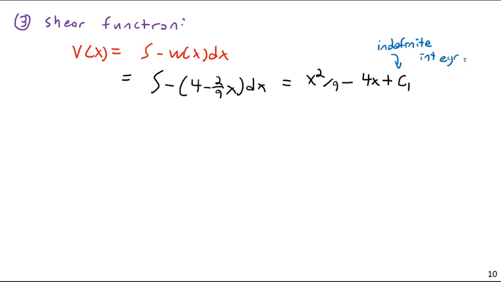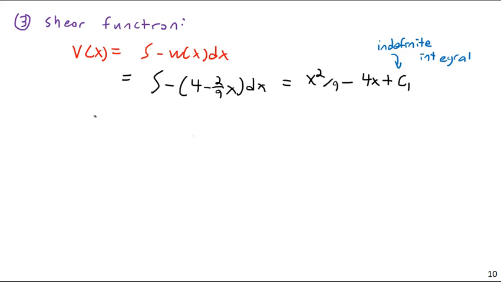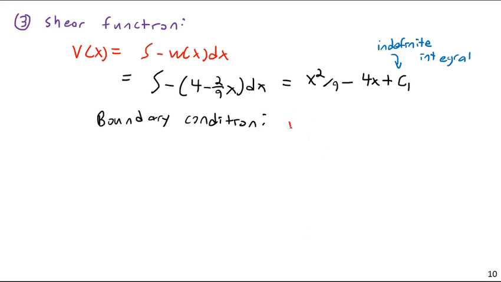Always forget the plus c, don't you? Now, we need to get rid of this c. I actually want to have a function, I don't want a c in my function. So what I need is a boundary condition. And what might that be? Well, I do know one value of the shear. The shear at x equals 0 is going to be equal to 24 kips.